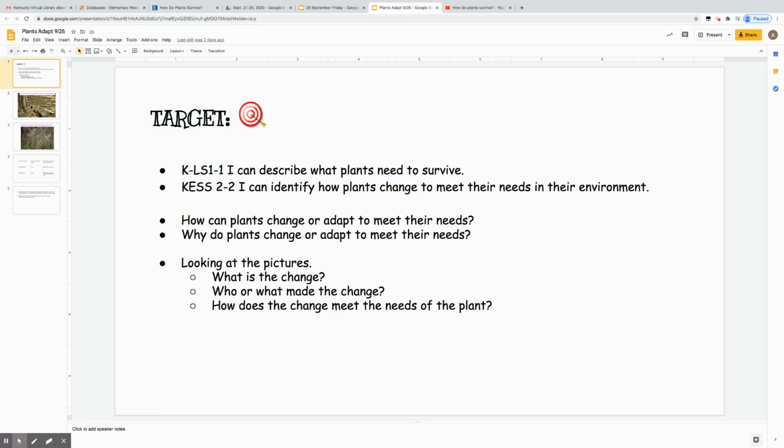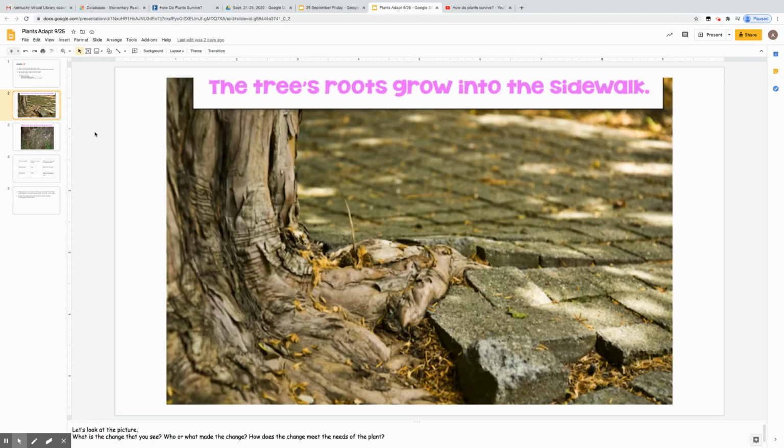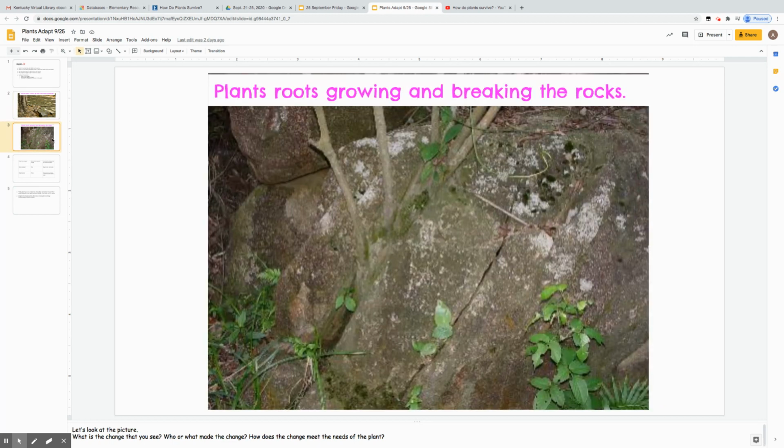All right, let's look at the very first picture. What's the change that you see? Who or what made the change? How does the change meet the needs of the plant? Okay, look at that first picture. All right, let's look at the second picture. What is the change that you see in that picture? Who or what made the change? And how does the change meet the needs of the plant?